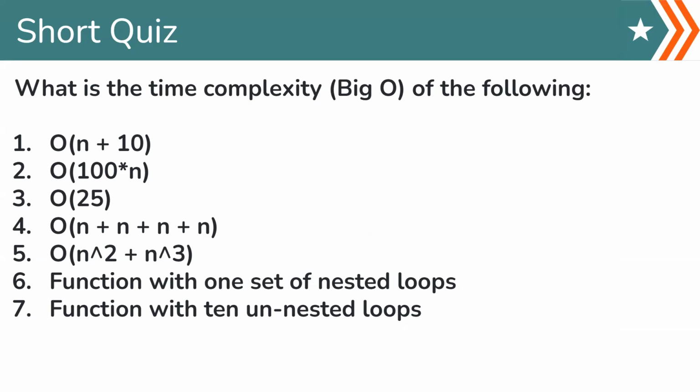Function with one set of nested loops. O n squared. O of n squared. Correct. Function with 10 unnested loops. O of n. All right, you guys are getting it.